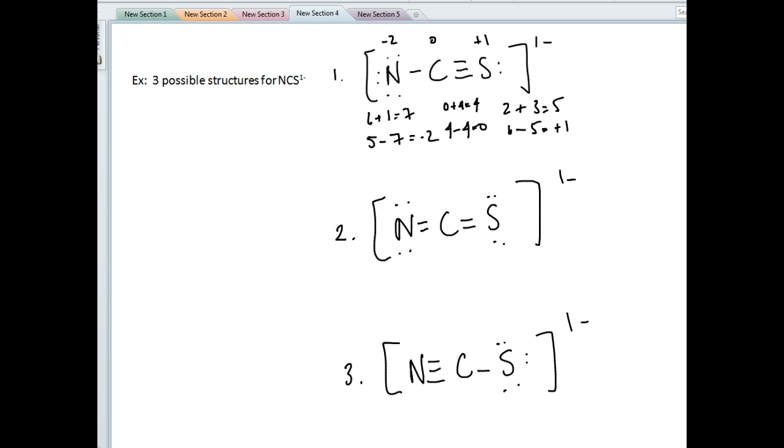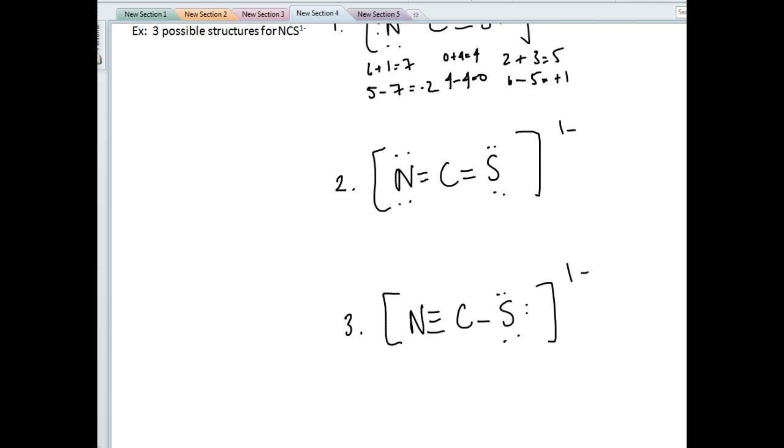So that -2 plus 0 is -2, plus 1 is -1. So that does equal -1. We'll see how that goes, and we'll go down here to the next one.